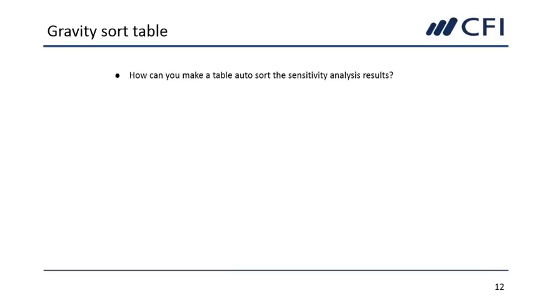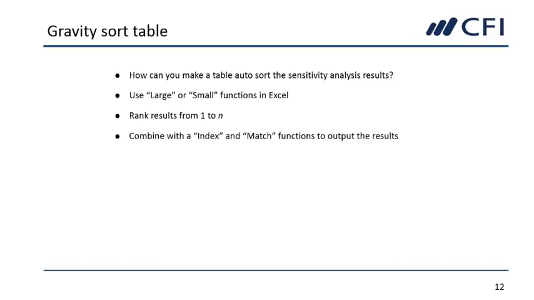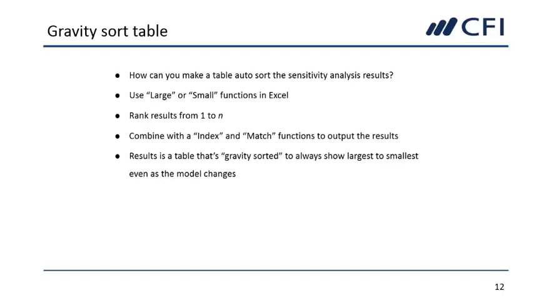Let's talk about how to build a gravity sort table, which will allow us to automatically illustrate which sensitivities have the biggest impact and which have the smallest. So a question would be, how could you automatically have a table update these results? Well, you could use the small or large functions in Excel, which rank a series of items based on the nth smallest or nth biggest in a list. We can combine that with the index and match functions to sort the table and produce the output that we want. We'll walk through this in great detail together, and I'll show you step by step how to build it.